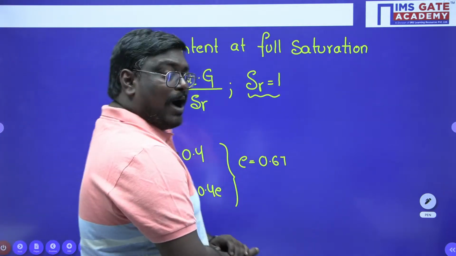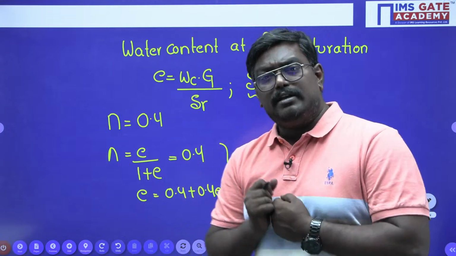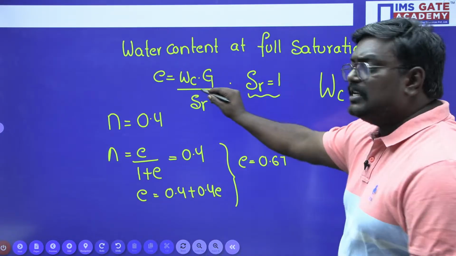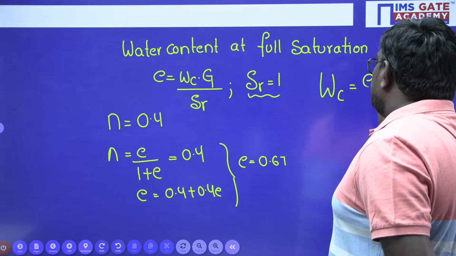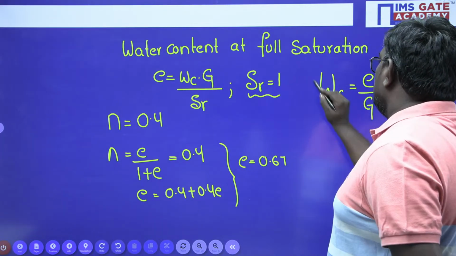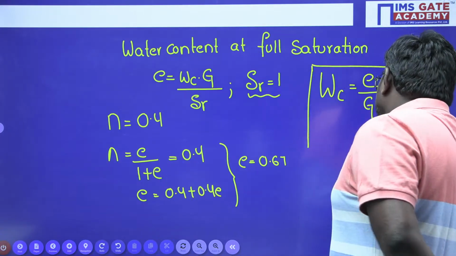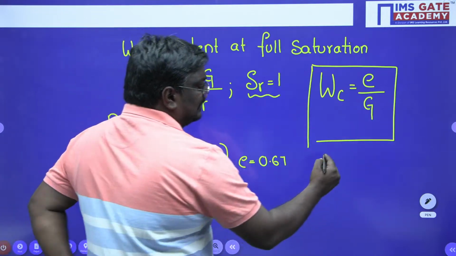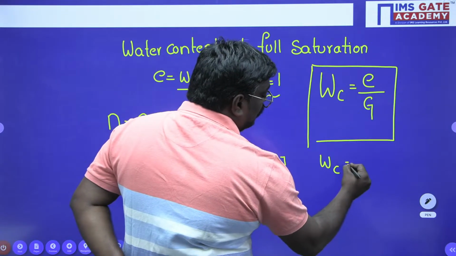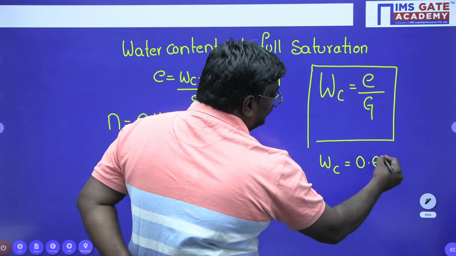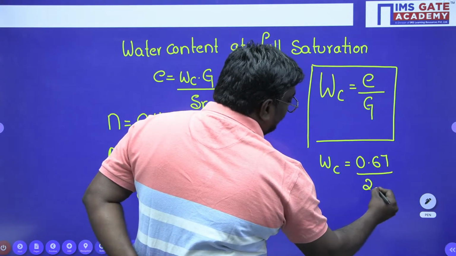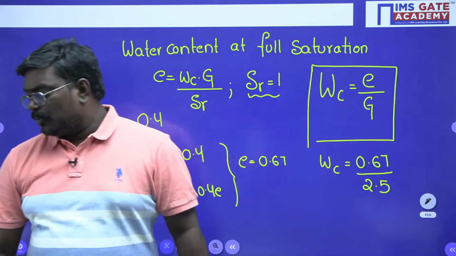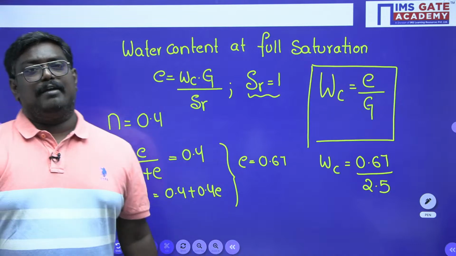So now you have to calculate what is the water content at full saturation. From this relation, the water content is given by void ratio upon specific gravity. So what is the void ratio? The void ratio we have calculated is 0.67. So the water content is void ratio 0.67 divided by 2.5. Can anyone tell me what is the value of 0.67 divided by 2.5? Anyone?